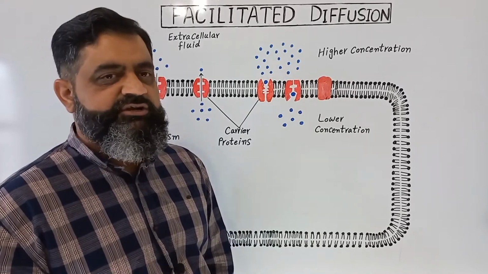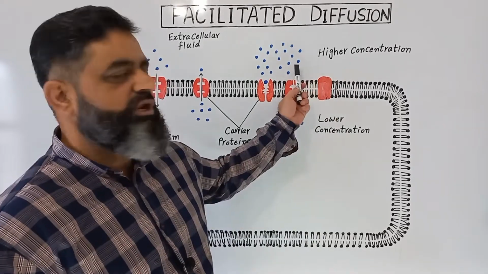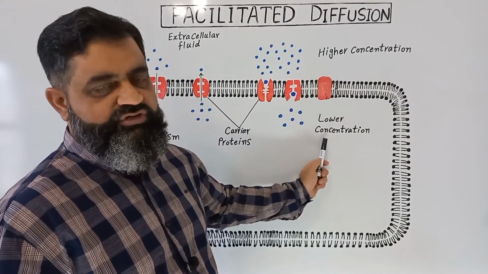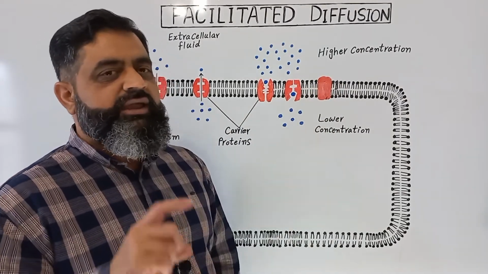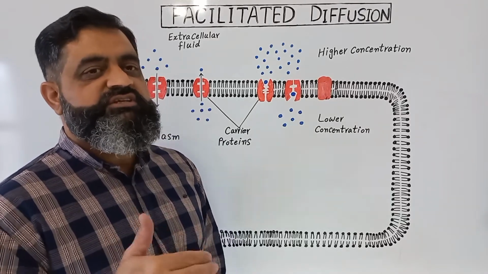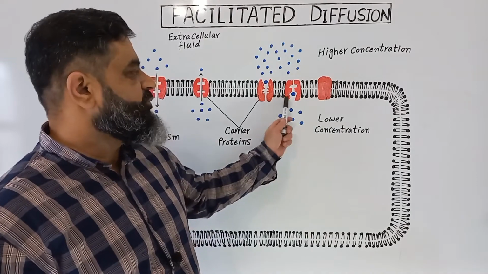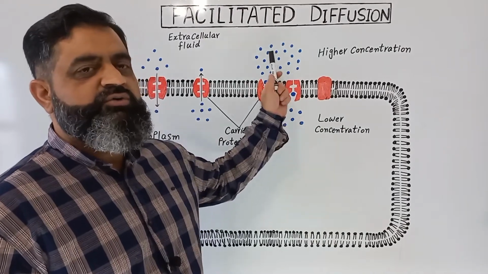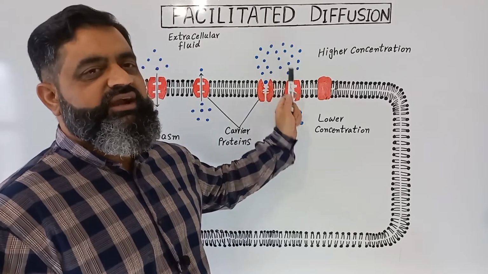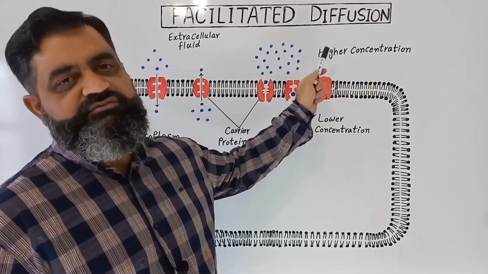So what is facilitated diffusion? Diffusion is the movement of molecules from an area of higher concentration to an area of lower concentration. That is why it is called diffusion, and it is facilitated by the help of carrier proteins, from outside of the cell to inside, or from inside of the cell to the outside. That is why this is known as facilitated diffusion.